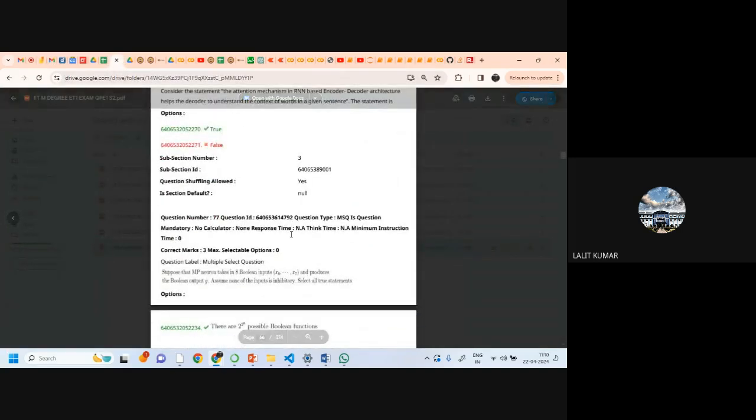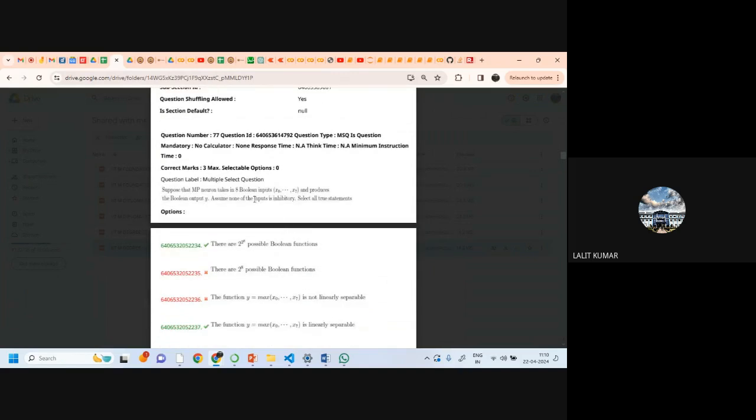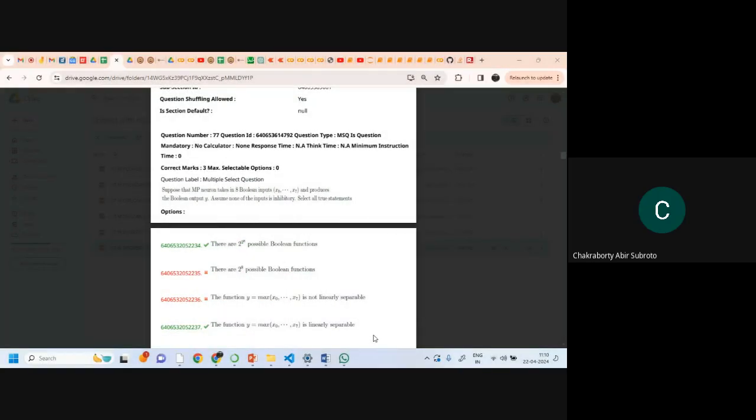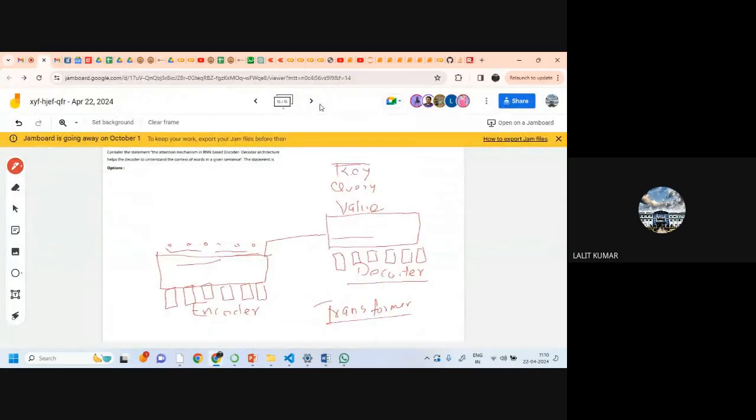Now we go to: suppose the MP neuron takes in 8 Boolean inputs x0 to x7 and produces the Boolean output y. Assume none of the inputs is inhibitory. Select all true statements. So this is the one which you were mentioning. Yes, I guess this is what I was mentioning. Yes.